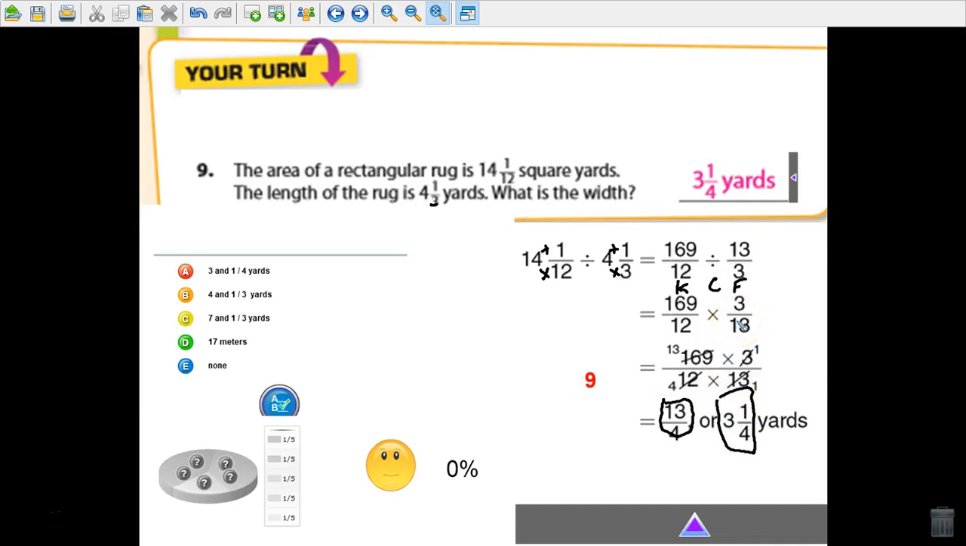All right. That, I do believe, is the end of this lesson. All right? Now you'll understand the assignment.